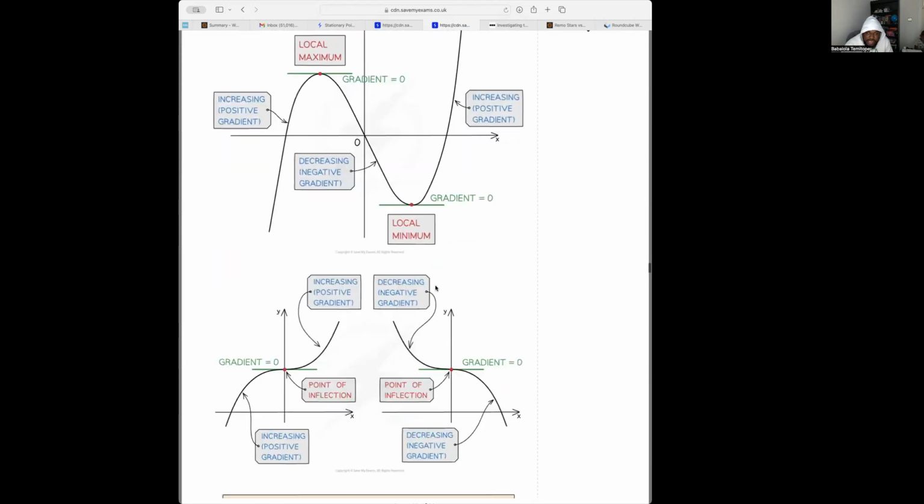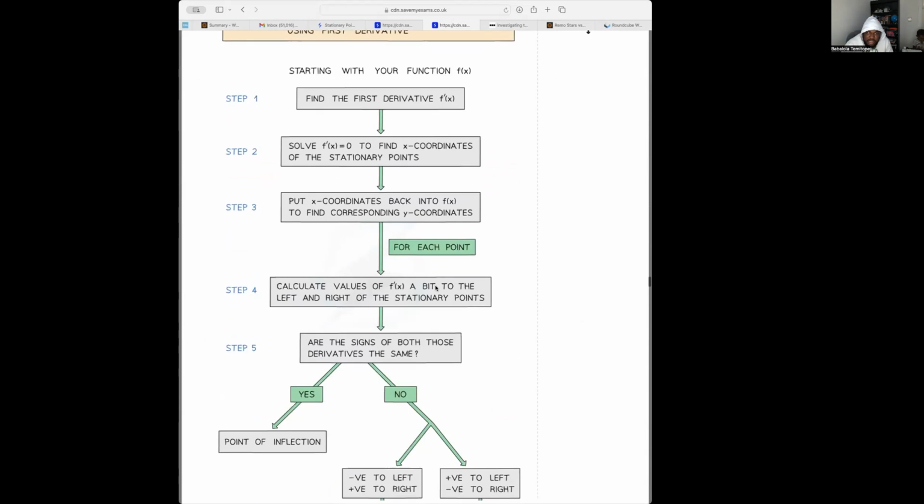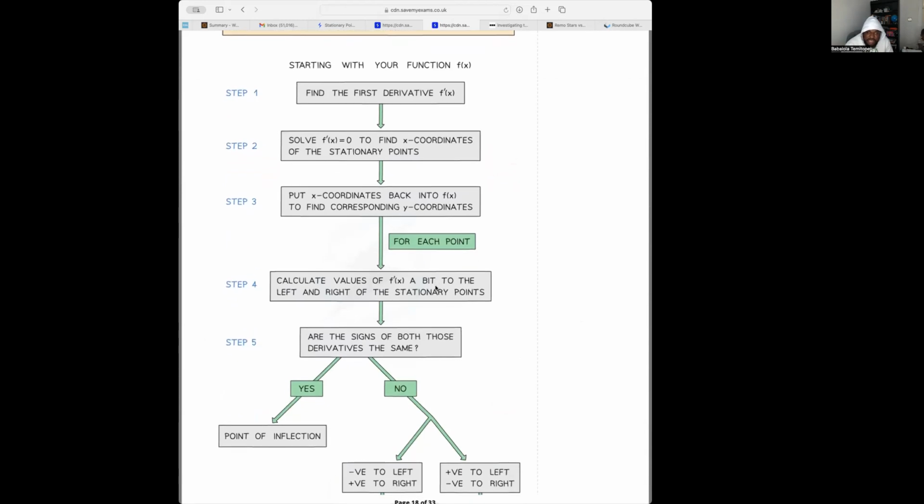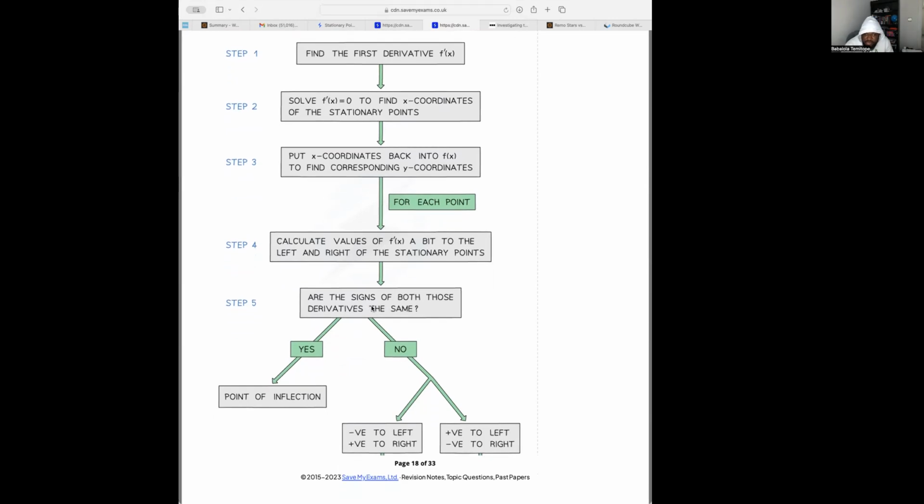Let's look at few examples now to understand this more clearly. The note will be available. So the first thing you have to do is find the first derivative, solve it equals to 0, then put the x coordinate back into f of x to find the corresponding y coordinate. Then for each point, calculate the value of f of x a bit to the left and the right of the stationary points. Are they both the same sign of derivative? If yes, it has a point of inflection. If no, then it's a turning point.